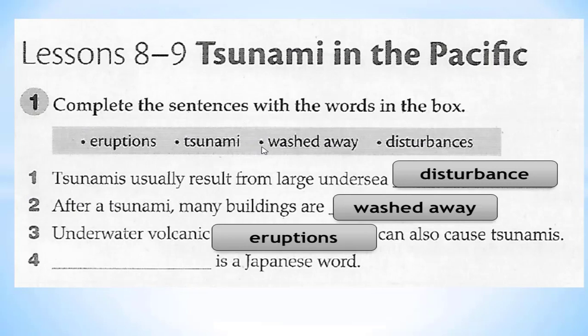Now, a Japanese word. Of course, it is tsunami. So what does that mean in Japan? What does tsunami mean in Japan? Do you know? Yes, great. Tsunami means great wave in Japan. So tsunami is a Japanese word which means great wave.